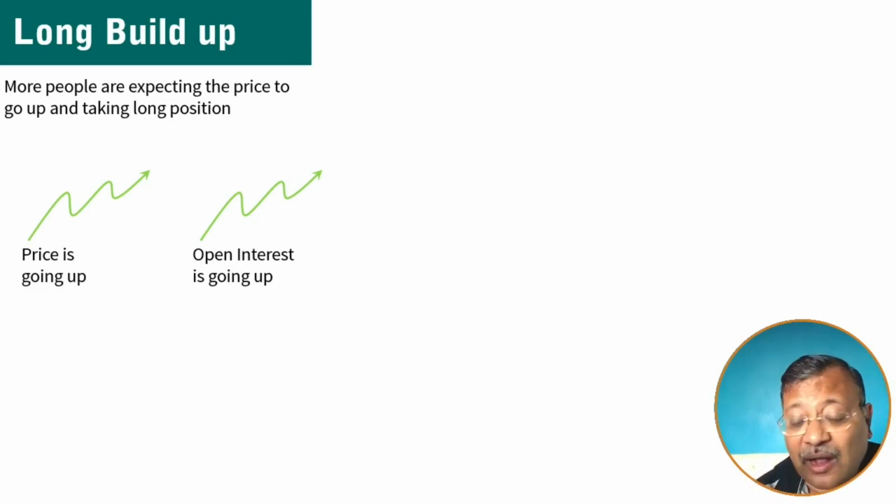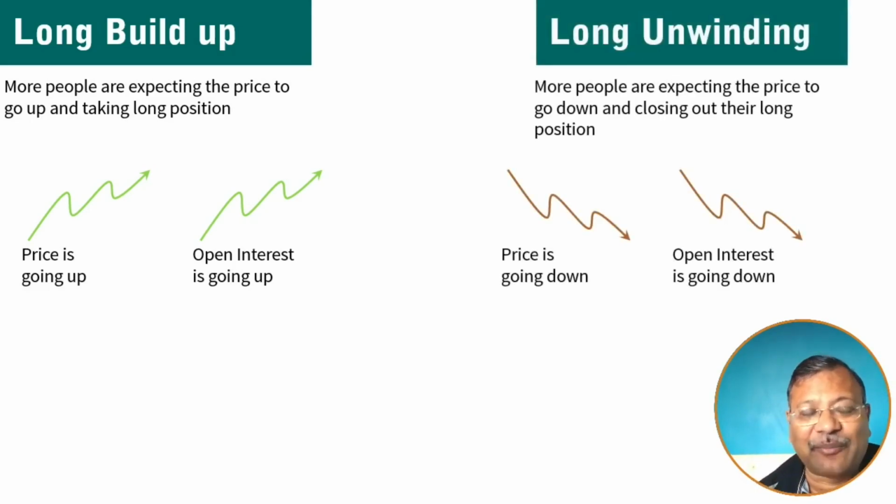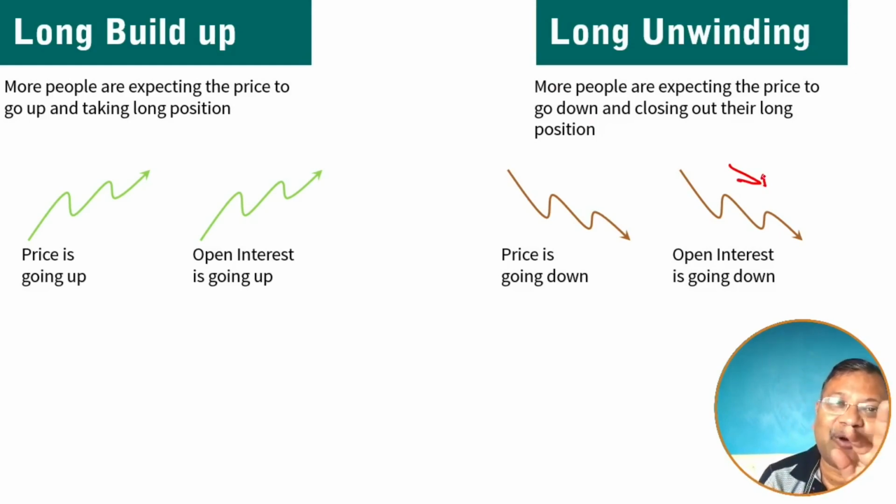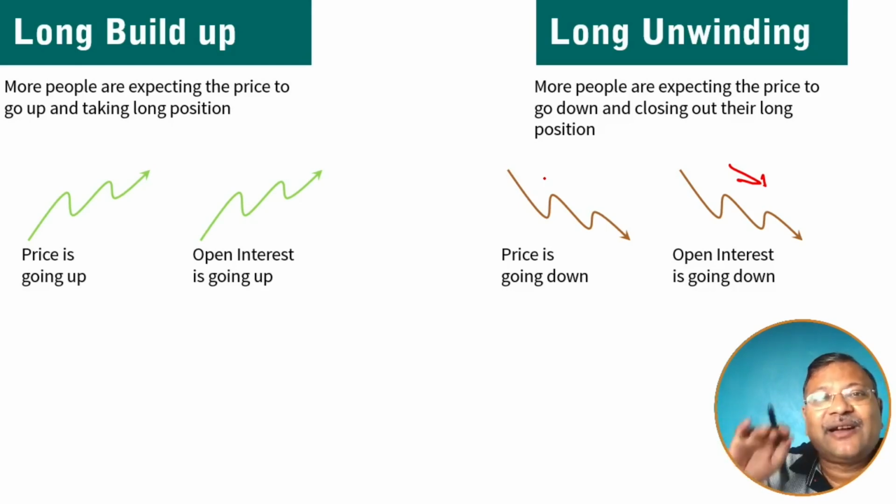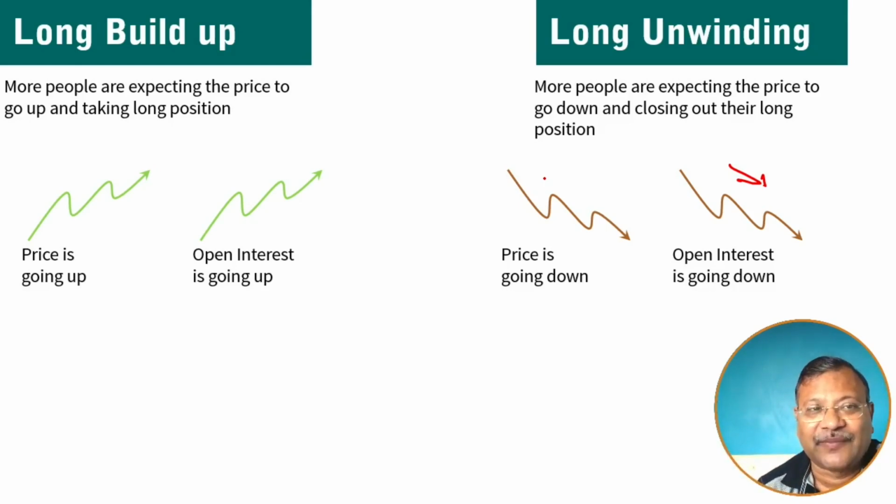Now, in long unwinding, the reverse will happen. Open interest will go down, because people are now unwinding their long positions. So the change in open interest will be a negative figure, and the price is also coming down. Why would the price come down? Because people who had originally taken long positions are now unwinding, meaning they are selling, and when they sell, they bring a downward pressure on the price.